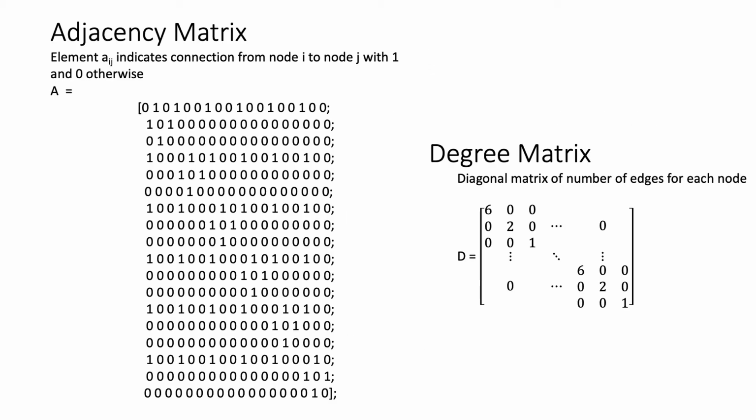So some of the graph theoretic elements to be considered are the adjacency matrix and the degree matrix. The adjacency matrix is, in this case, an 18 by 18 matrix where the element at the ith row and the jth column is simply going to indicate if node i and node j are connected with the value of 1, and if they are not connected, it will have the value of 0.